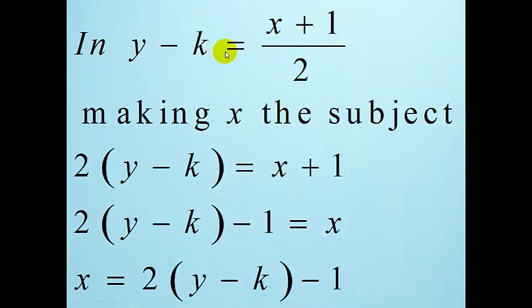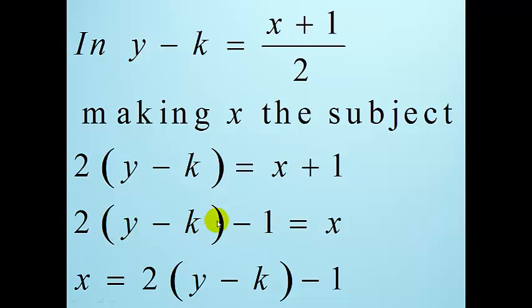Now, in y minus k is equal to x plus 1 over 2, we can see that 2 is dividing the expression x plus 1 on the right hand side. So if you want to make x the subject, you have to cross multiply. So the 2, that is the denominator of the right hand side, multiplies the expression on the left hand side. So we have 2 times y minus k is equal to the numerator, that is x plus 1. So 2 into bracket y minus k will be equal to x plus 1. Plus 1 on the right hand side becomes minus 1 on the left hand side. And we are left with only x on the right hand side. So x now stands alone. That means that x is equal to 2 into bracket y minus k, minus 1.